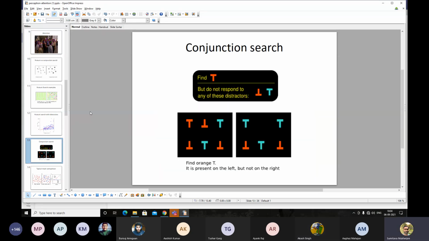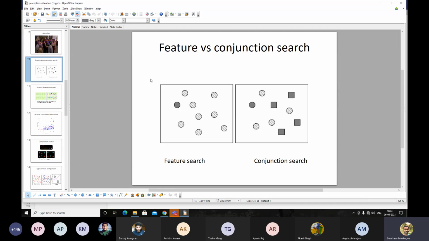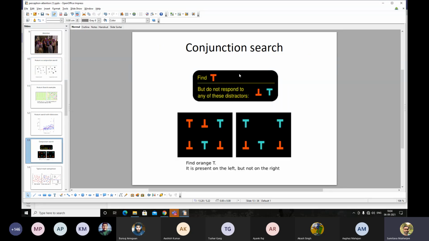Okay. All right, so let me move to the next one. So the first one is feature search, which is essentially searching for one single feature. You can search for only one feature, or you can search for more than two features. Here is one example for that.